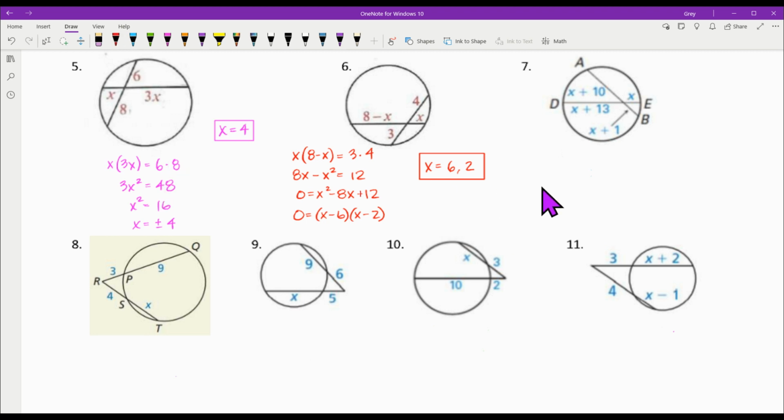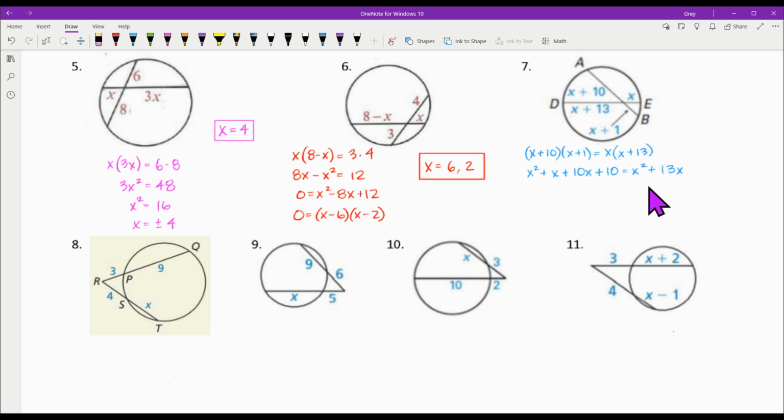All right, number 7, my pieces are x plus 10 times x. Oh, the x plus 10 is this piece here. x plus 10 times x plus 1 equals x times x plus 13. So remember to FOIL. First is x squared. Outside is x. Inside is 10x. Last is 10, equals x squared plus 13x.